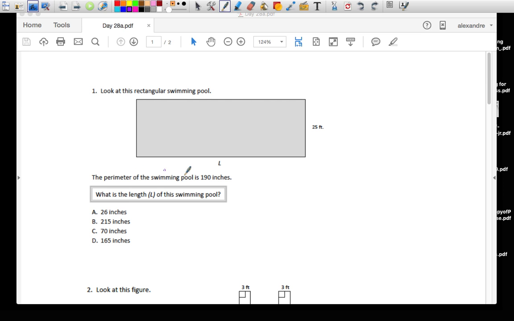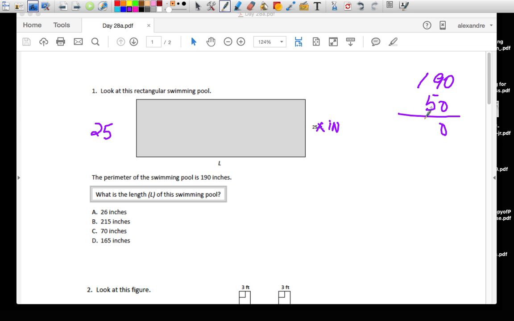So the perimeter of the pool is 190 inches. What is the L? I don't know why it says feet here, but this should be inches, 25 inches. Okay, so let's see how I would do this. Well, I know it's a rectangle, so if this is 25 inches, this is definitely 25 inches, and so that's 25 and 25. So the whole thing is 190, and these two sides already are 50. What do I have left over?